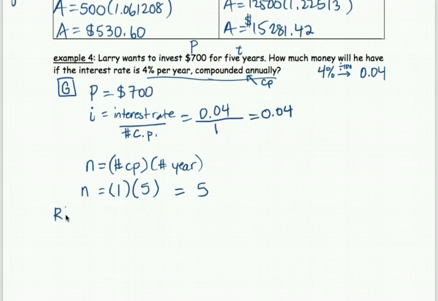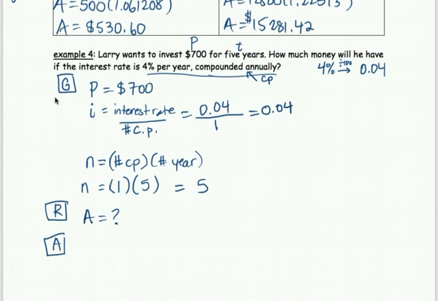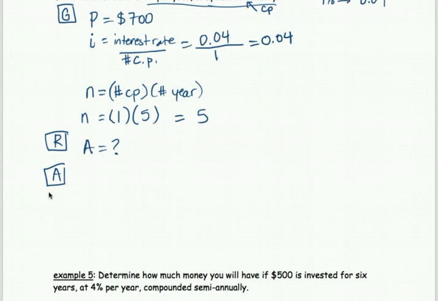Our goal here, what is required, is how much money you are going to have. That's your A value that you have to find. So again, given, required, and A means analyze. How are you going to go about figuring this question out?